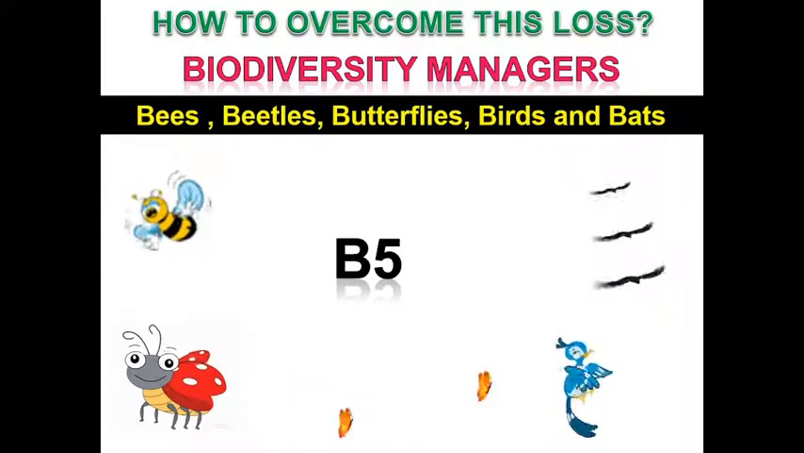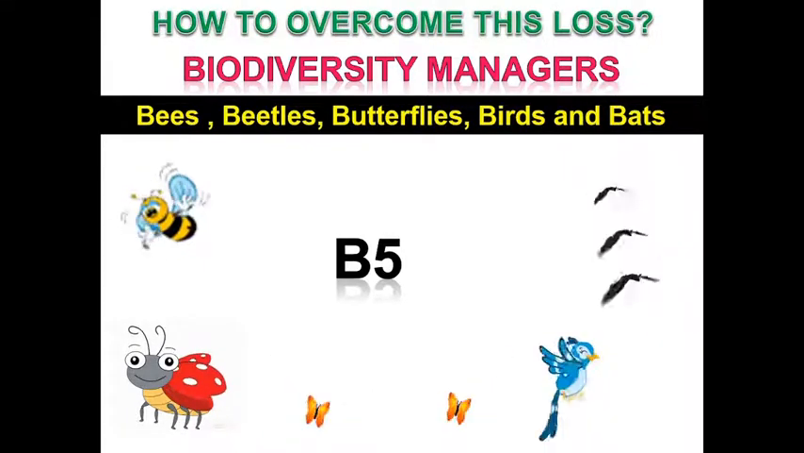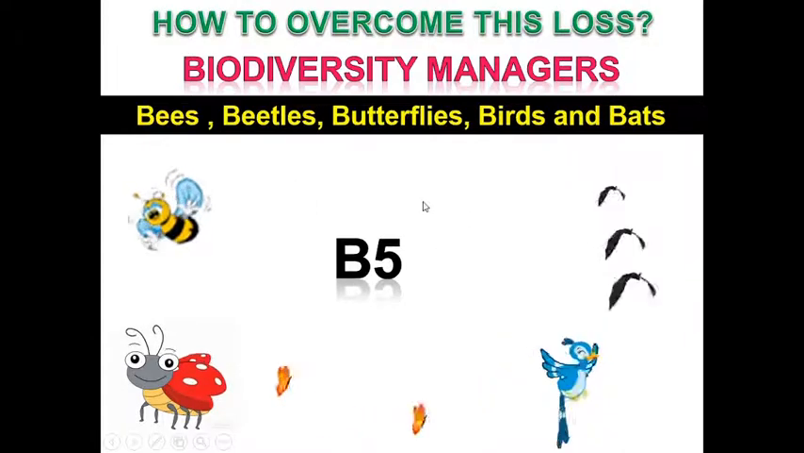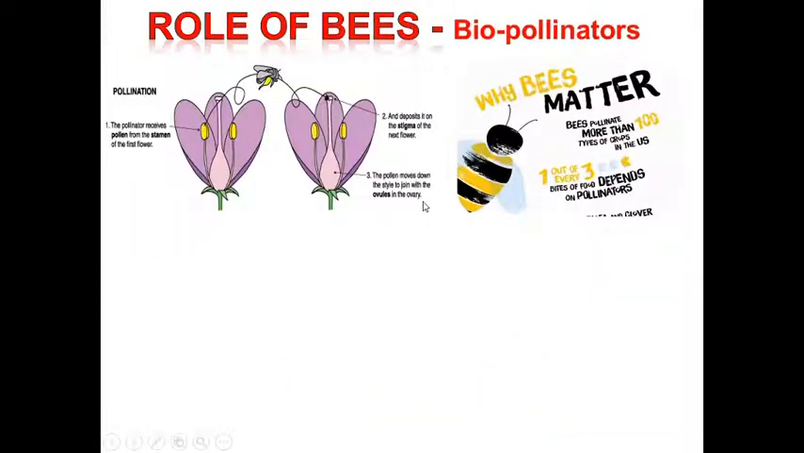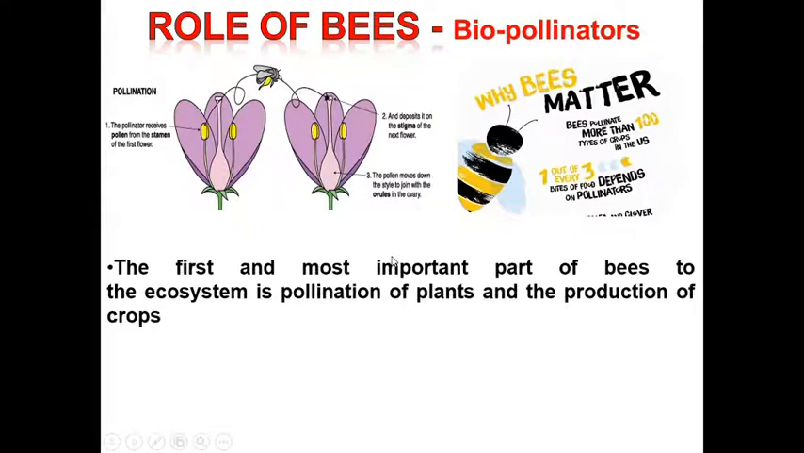And now let's see the role of all these B5 one by one. The first one, role of bees. The main function of these bees is pollination. They are biopollinators. They pollinate the flowers and thereby help in the production of crops.